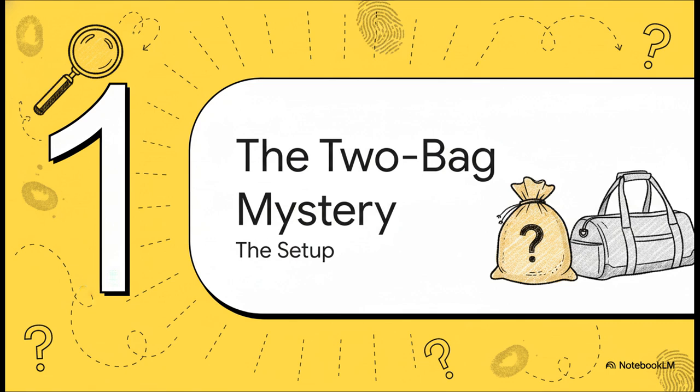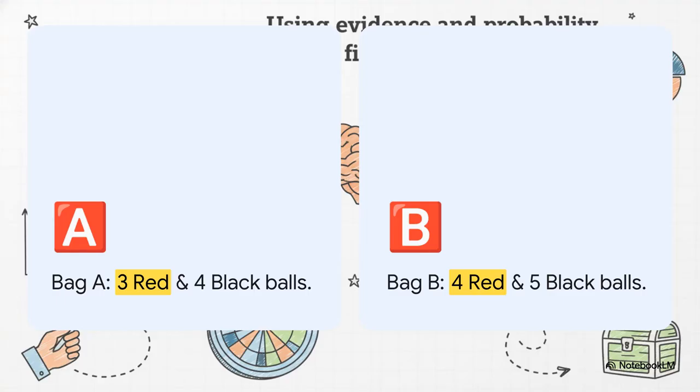All right, every good mystery needs a setup. You've got to have a scene of the crime, right? Well, this is ours. And it all starts with something pretty simple. 2 bags. Okay, let's get the lay of the land. Here's our evidence board. We've got bag A with 3 red balls and 4 black balls inside. Then you've got bag B, which has 4 red and 5 black. Got it? Everything's clear, everything's accounted for?